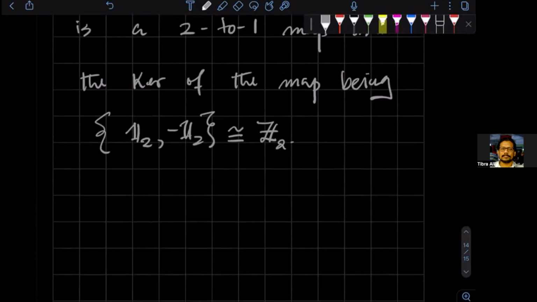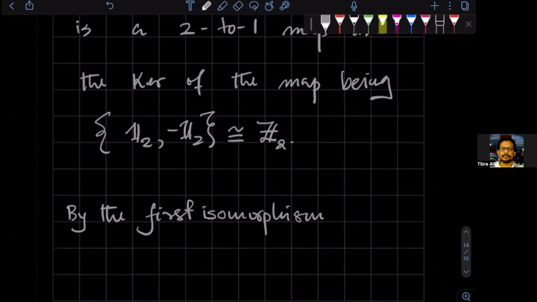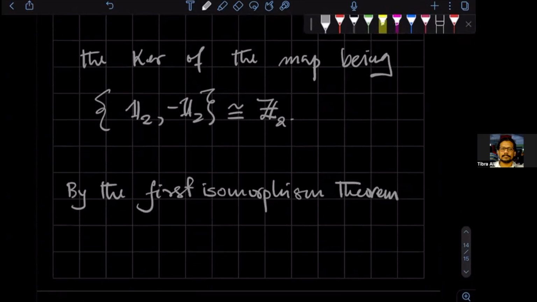So that means that by the first isomorphism theorem, if I take SU2 and mod it out by Z2, that is isomorphic to SO3.